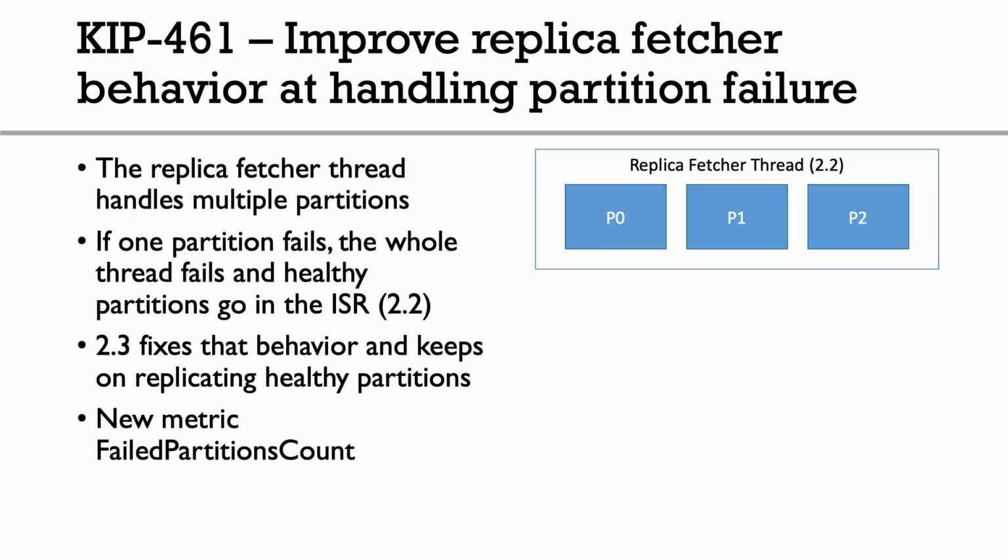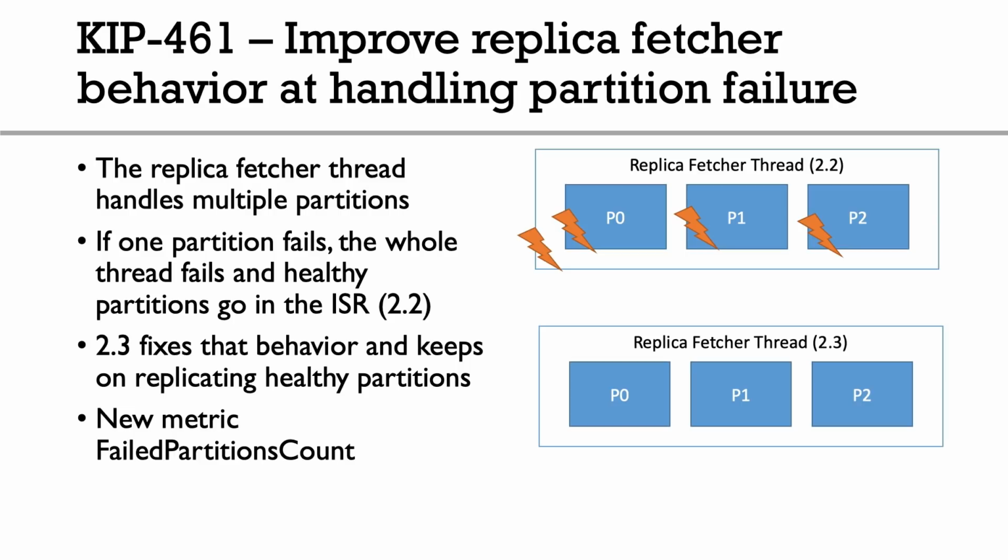Hopefully 0, right? So let's have a look at this replica fetcher thread in 2.2. It has 3 partitions, and let's say that partition 1 fails for whatever reason. Now the whole thread will fail, and all these partitions, P0 and P2, will fail as well, and they will be down, and that was really bad. So in 2.3, what happens is that if partition 1 fails, then the replica fetcher thread knows how to handle these things, and partition 0 and partition 2 will still be replicating normally, and then obviously the new metric failed partitions count will increase by 1.